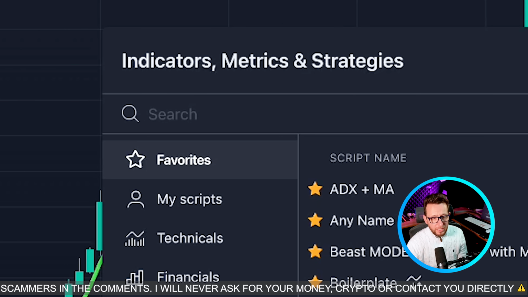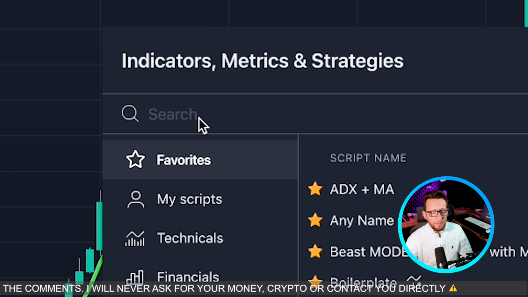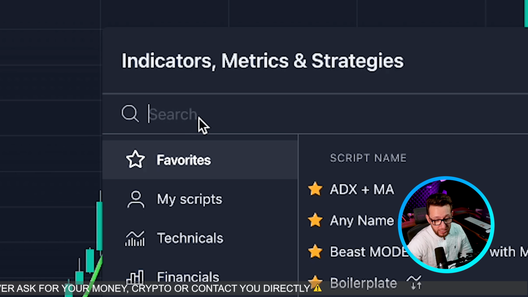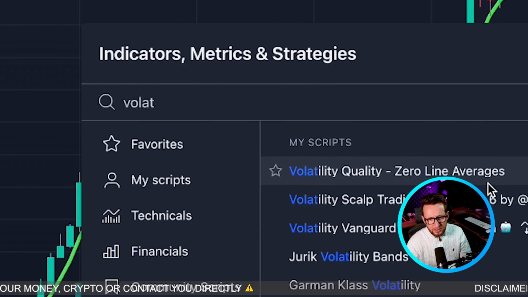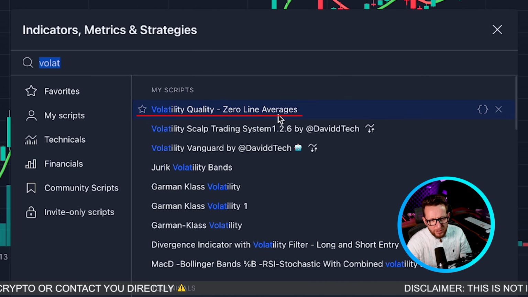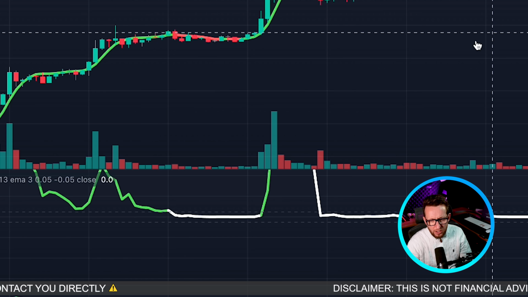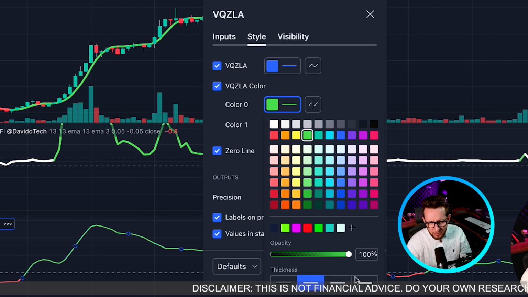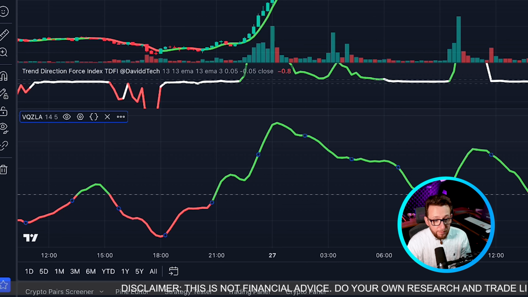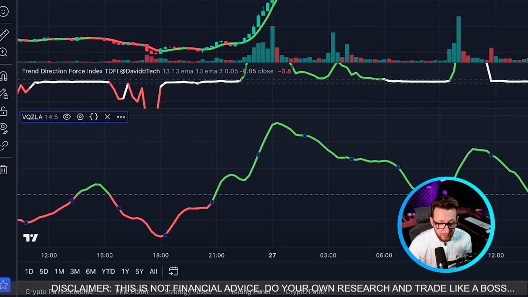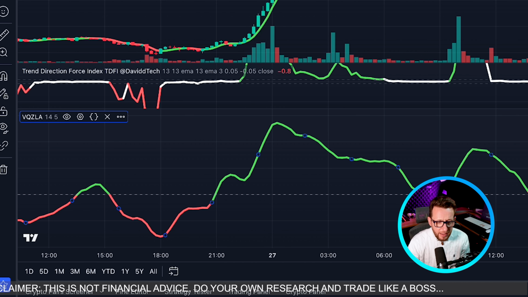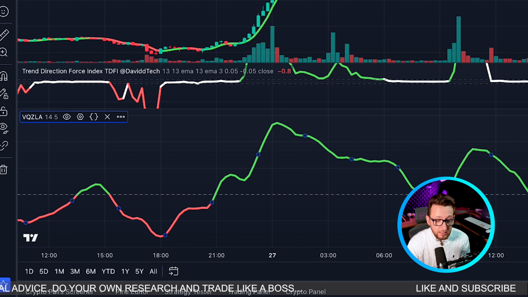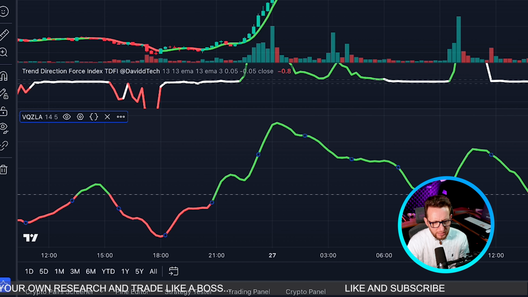Okay, the final indicator that we're going to be adding gives us a look into the trend and the quality of the trend, and that's why it's called the Volatility Quality Zero Line Average. It's a very simple one-line indicator, which is like this here. I'm going to make it thicker as always. The VQZLA is this very nice indicator down the bottom here. It is a single line which helps us to determine the quality of the trend.